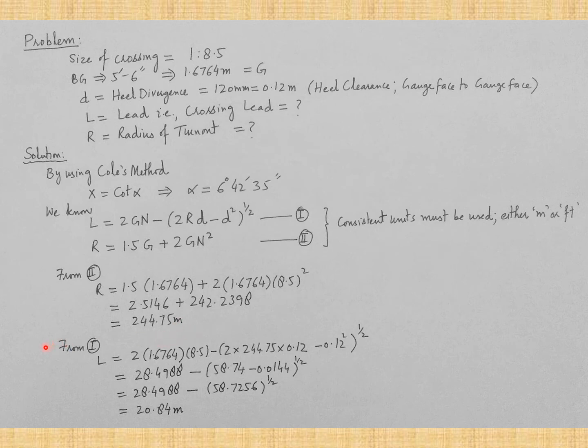Then use equation number 1. You can see here G is 1.6764, N is 8.5, R is 244.75, and D is 0.12 meters. So in this way we have calculated L, that is the lead, that is the crossing lead, which is equal to 20.84 meters.